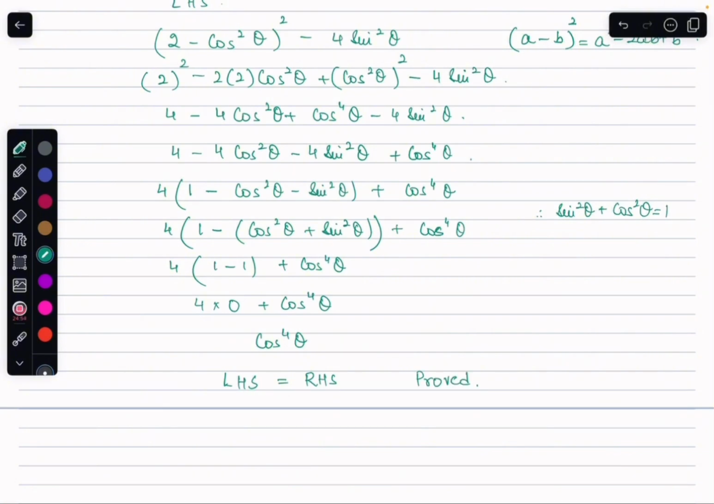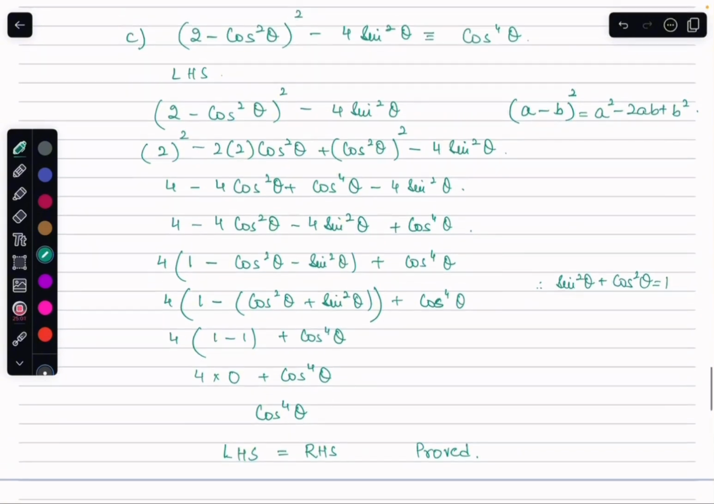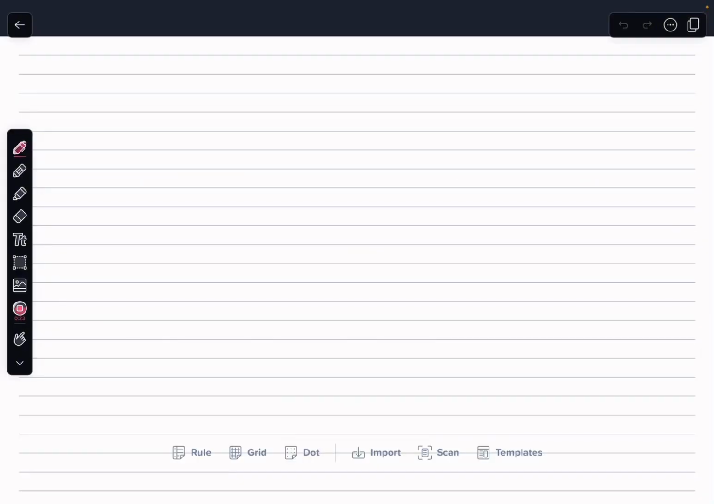So this is how these identities questions are done, to prove the left hand side equal to the right hand side. So this is how the trigonometric identities are solved, and for the past paper questions you may visit the next video.